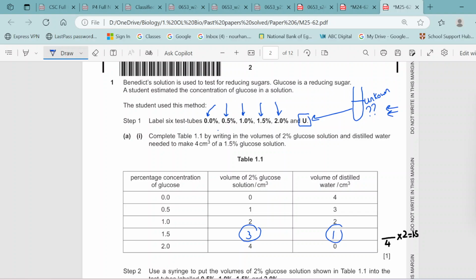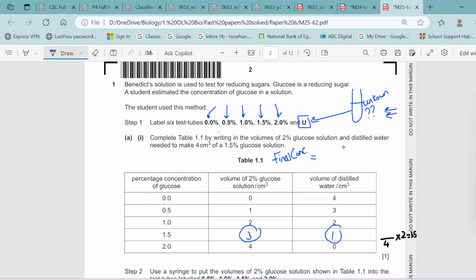In order to calculate the final concentration of any solution, how do I do it? You will write the volume you took from the glucose solution, volume of glucose used, over total volume, which is glucose plus water, times the concentration you took from. For this question, he used the 2% solution. This will give me the final concentration.